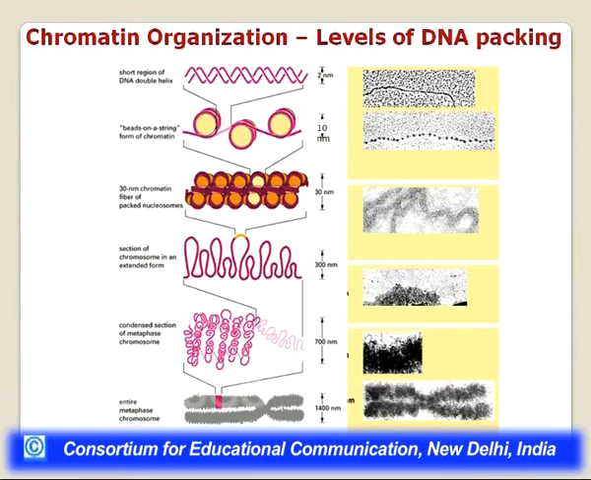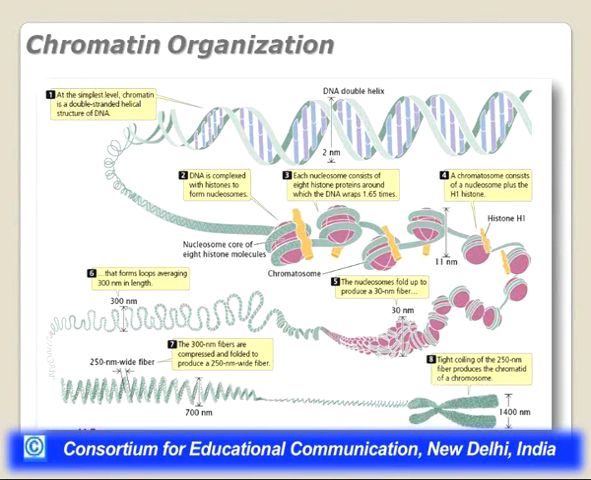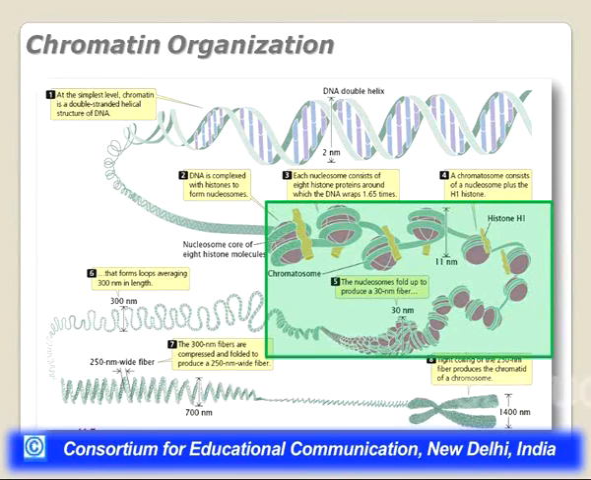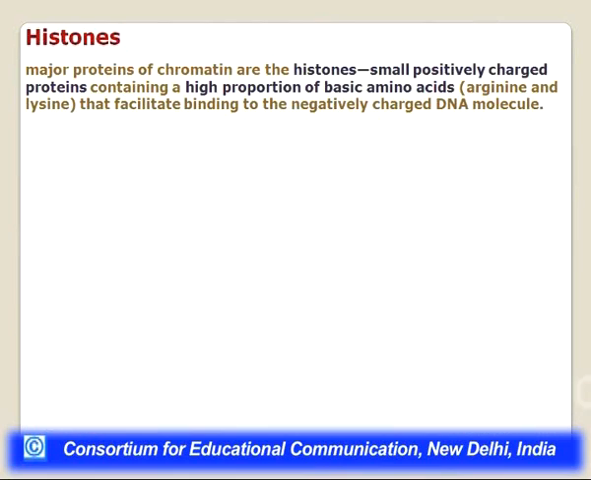So we will follow this chromatin organization, or the level of DNA packing, and we will start with the nucleosomal, the 10 nanometer and the 30 nanometer fibers, basically the nucleosomal organization in the eukaryotic chromosomes.